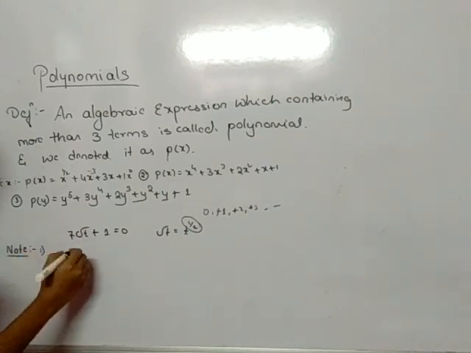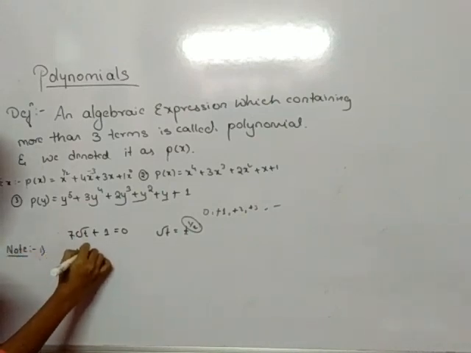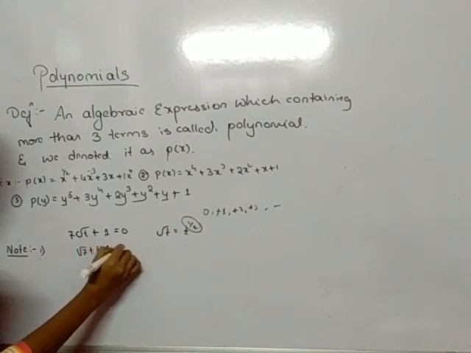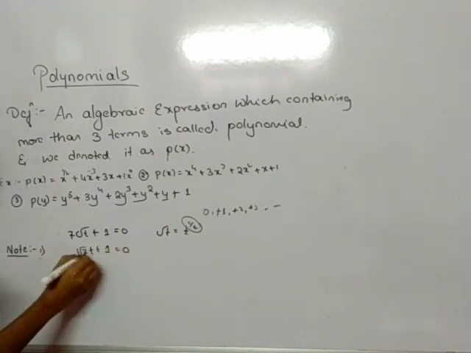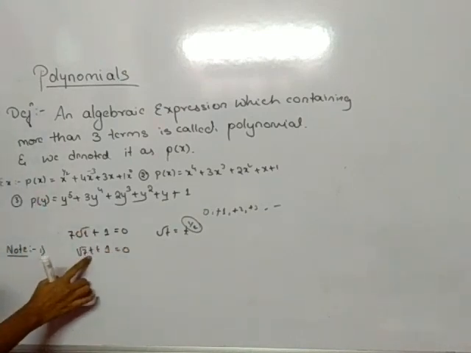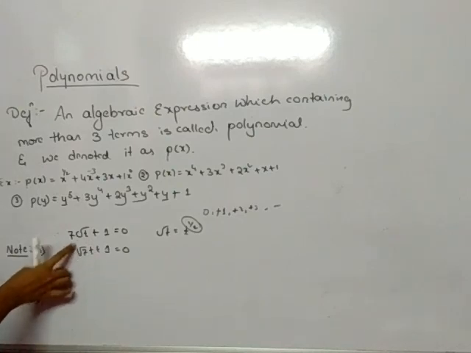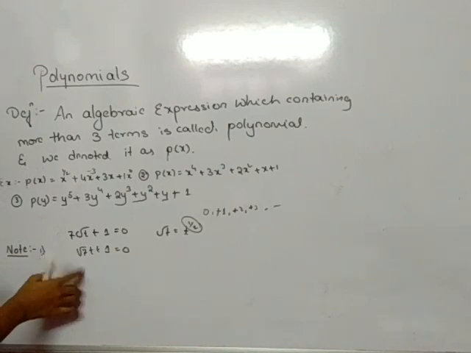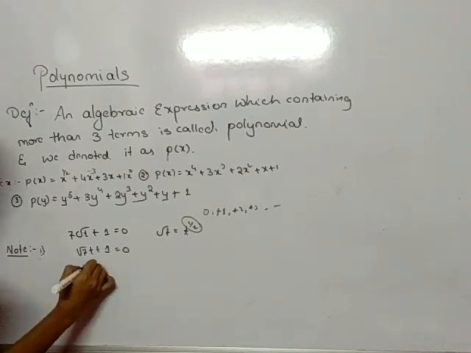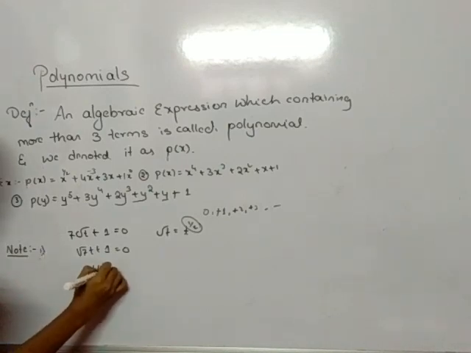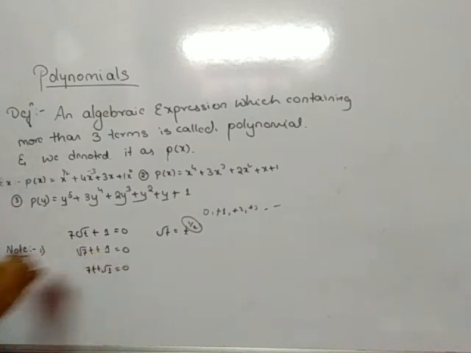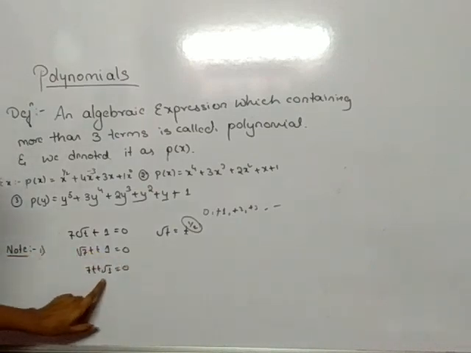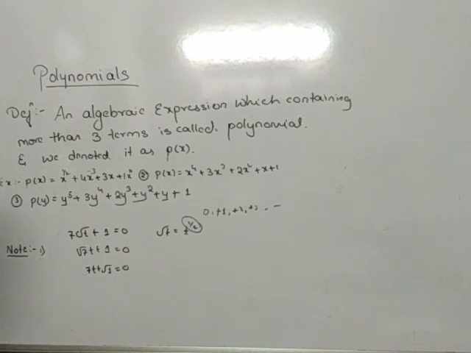If the square root is present for a constant, then it can be a polynomial. This is a polynomial because the square root is not present for the variable here. It is present for the constant. And one more example: 7t plus square root 1. Again this is also a polynomial because the square root is present for a constant.